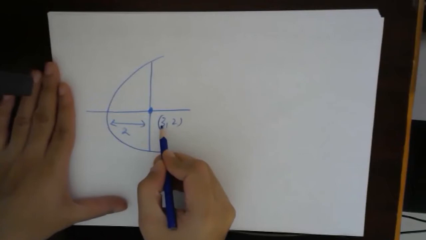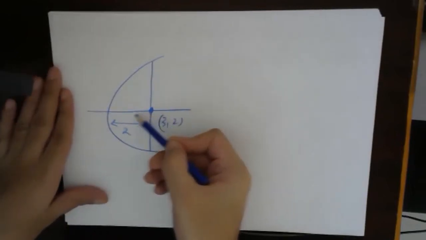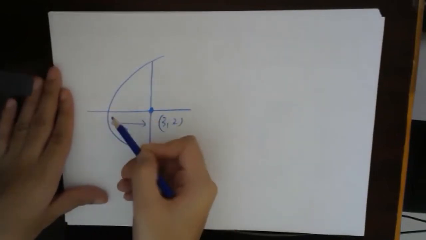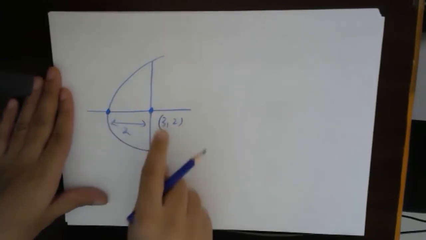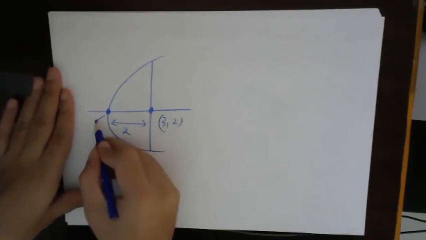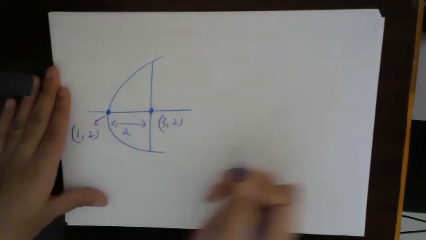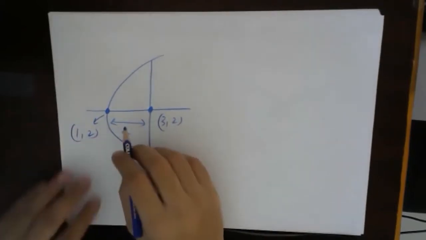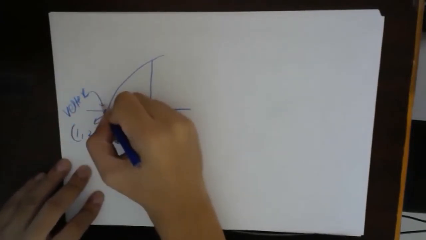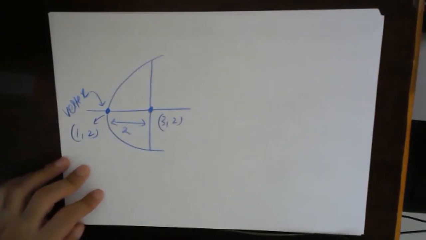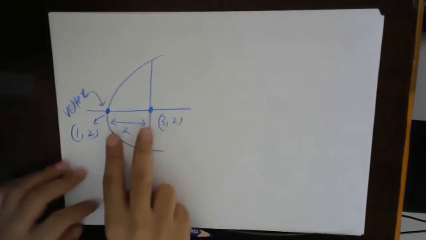So this is (3, 2). If I move 2 units in this direction, what will be this value? This value will be 3 minus 2, so this point will be (1, 2). And this (1, 2) is the vertex. So we have got the vertex, we have got the focus, we have got the value of a.